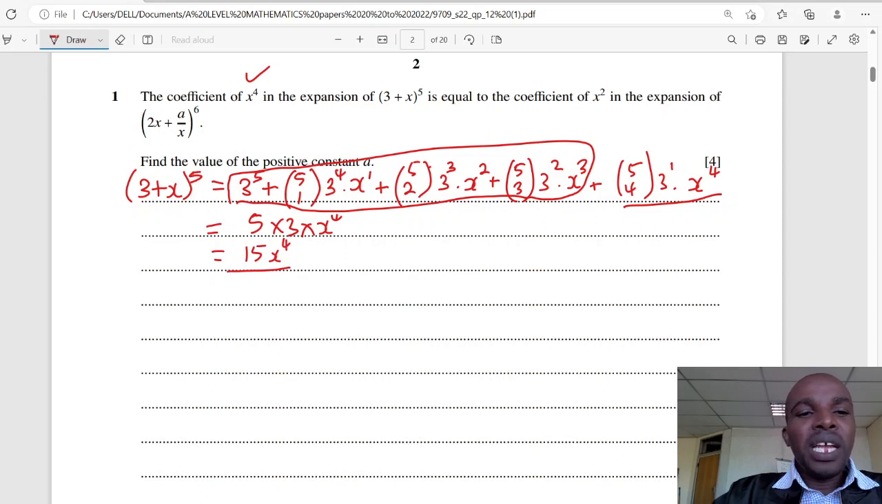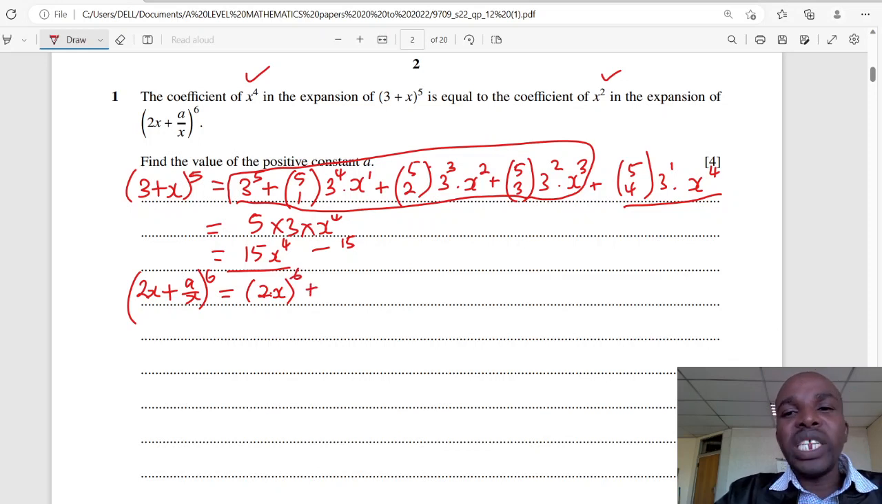Like this. Now let's find the coefficient of x to the power 2 in the expansion of the next item, which is (2x + a/x) to the power 6. The coefficient here is 15. Right, let's find the coefficient on this part. So 2x is your a. Then your b is a over x. So it's (2x) to the power n, which is 6, plus.